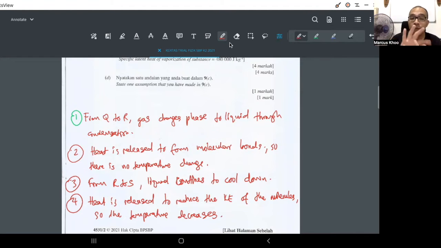Then the second and the fourth point, you talk about the heat is absorbed or released to do what? There are only two functions of heat. It's either something to do with molecular bonds, either to break or so that they can form molecular bonds, or to increase or decrease the kinetic energy of the molecules. And when that happens, that's why the temperature increases and decreases.